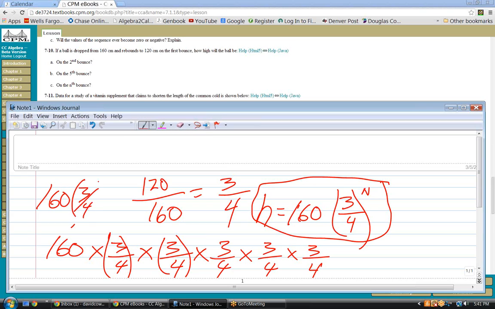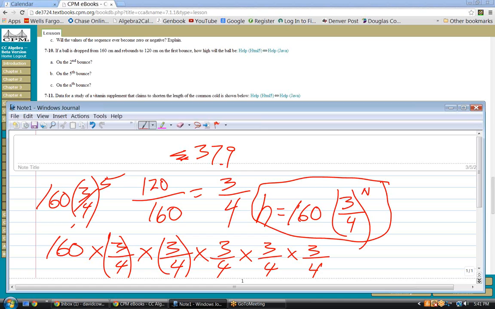Wow. So what did you get when you did 3/4 to the 5th power? 37.96. So that would be 0.379? Oh, no. And then you multiplied it by 160 and you got 37.9? Yeah. Okay. 37.96. So the 5th bounce bounces up to 37.96 centimeters.